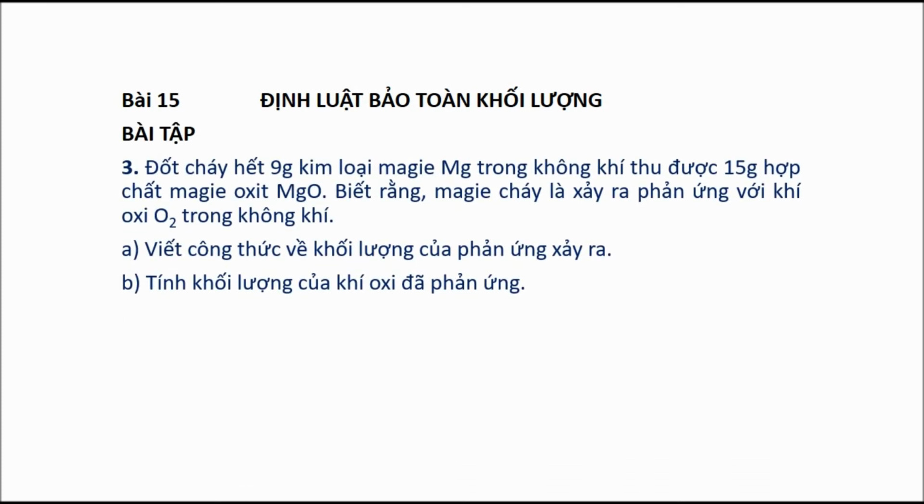3. Burning completely 9 grams of magnesium Mg in the air gives 15 grams of magnesium oxide MgO. As known, burning magnesium is the reaction of magnesium with oxygen in the air. A. Write the mass formula of the occurring reaction. B. Calculate the mass of oxygen involved.